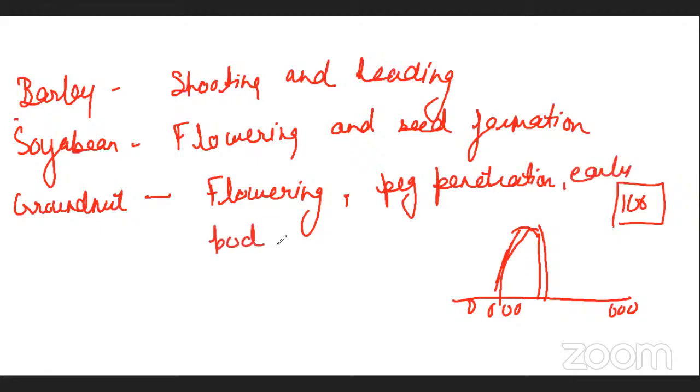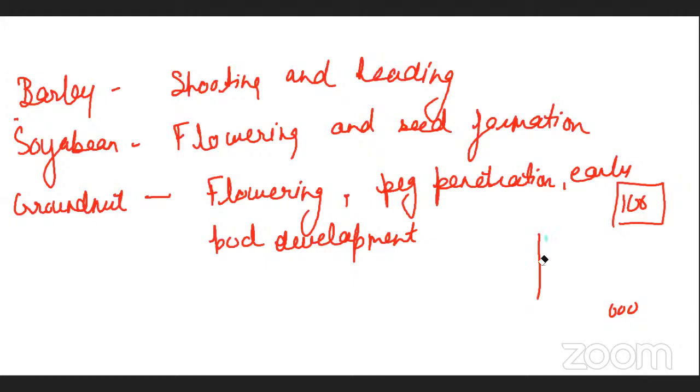So all these stages, from flowering to peg and from peg to pod development, are very critical for the groundnut crop.